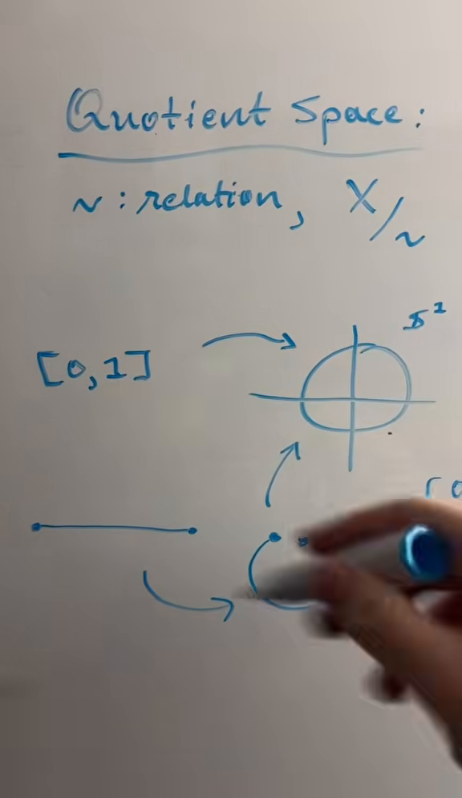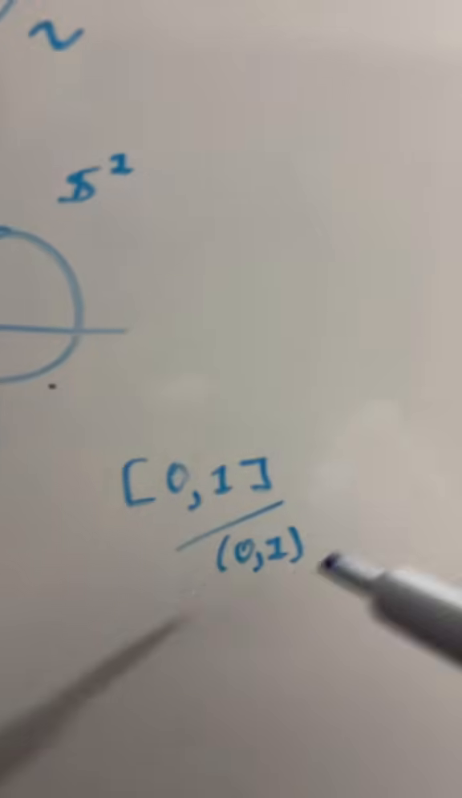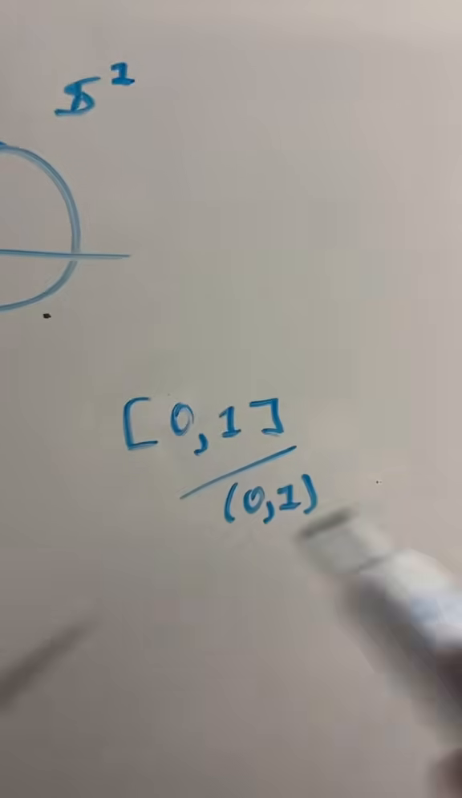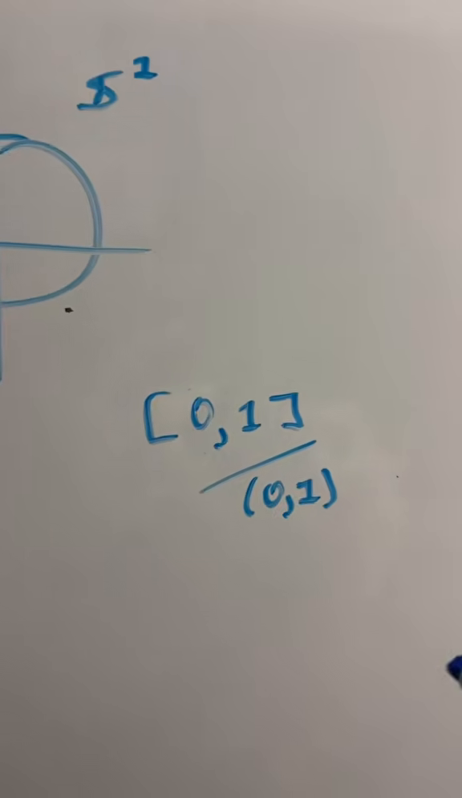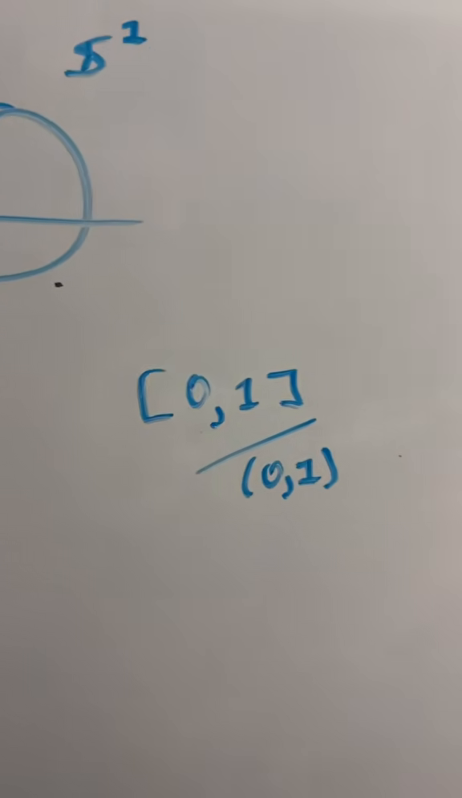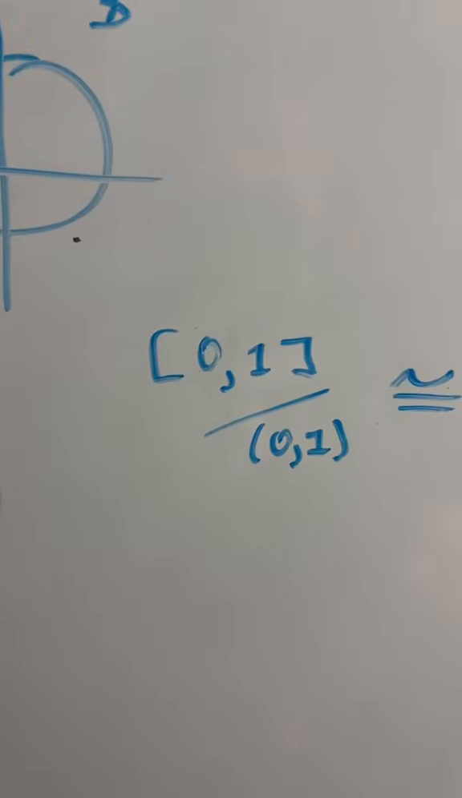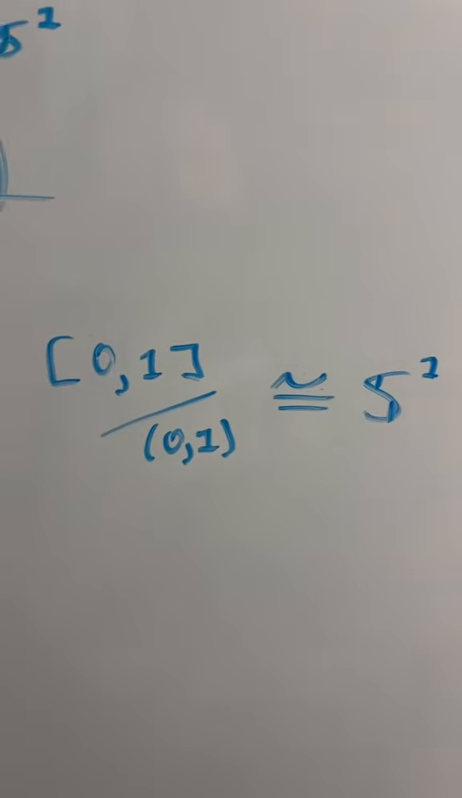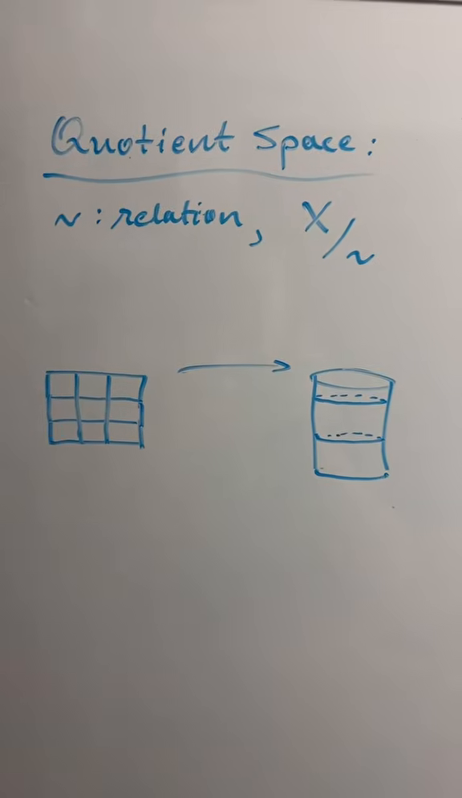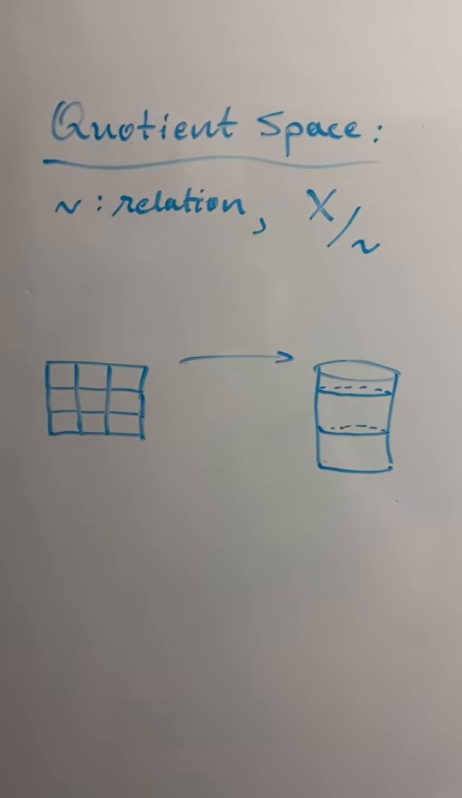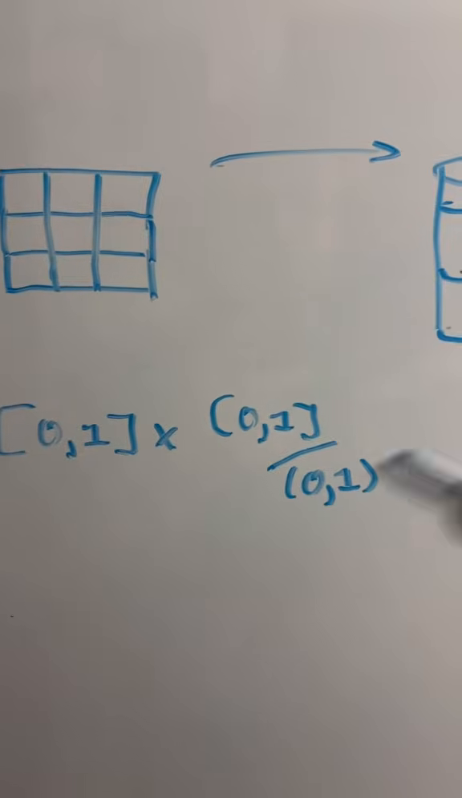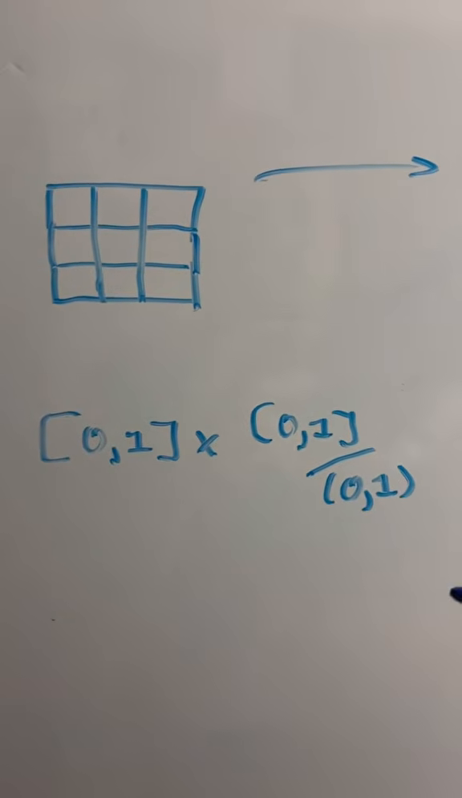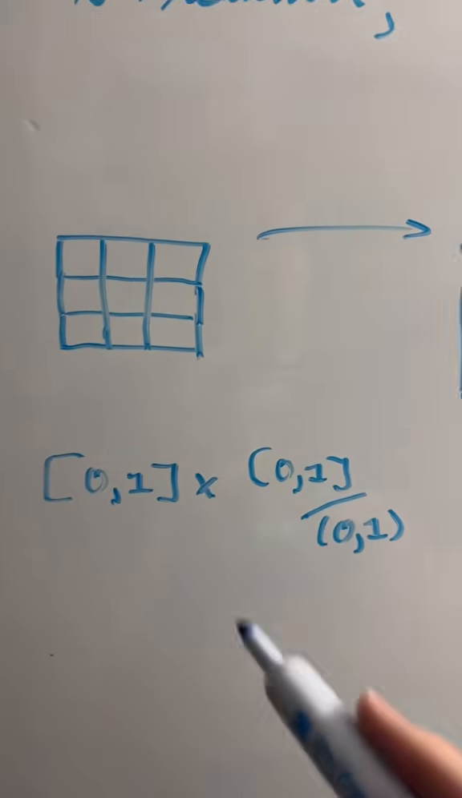So how we would write this process is by taking our space 0 to 1 and then modding out this relation. This relation is that 0 and 1 have the same equivalence class. We can then say that this new glued space is homeomorphic to the unit circle S1. As you could imagine, this is one way that we can write out a cylinder. I'll just take my circle, which is 0 to 1, mod out that 0 and 1 relation, and I'm just going to cross it with 0 to 1.